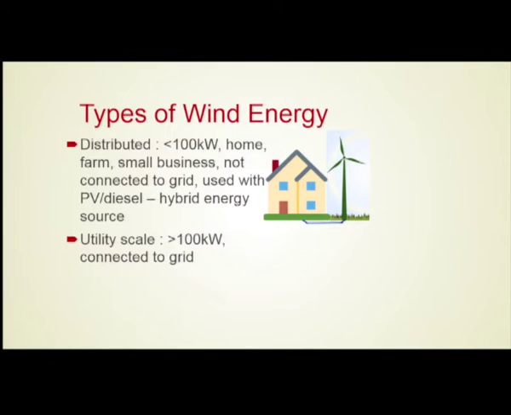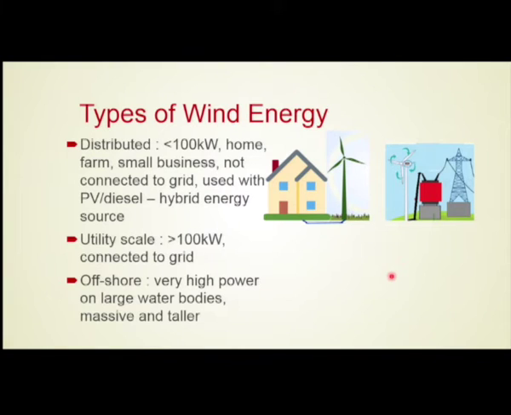Next one is utility scale. When the power produced from the windmill or turbine is greater than 100 kilowatt, and it is connected to the grid, then we say it is utility scale. For example, the energy generated from this windmill is connected to the grid. From the grid, it can be used for any application, for industry application, or it could be used for home, residential, commercial, shops, anywhere we can use. That is called a utility scale.